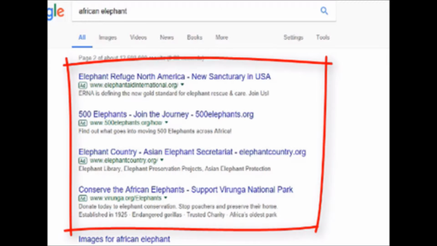Next, we're going to go to the next page and see if the same ads show up at the top. Are the same ads showing up? Yes, they are. That means it's not that competitive. So we can guess that we can get this traffic for a really low price, maybe 30 cents a click or less.